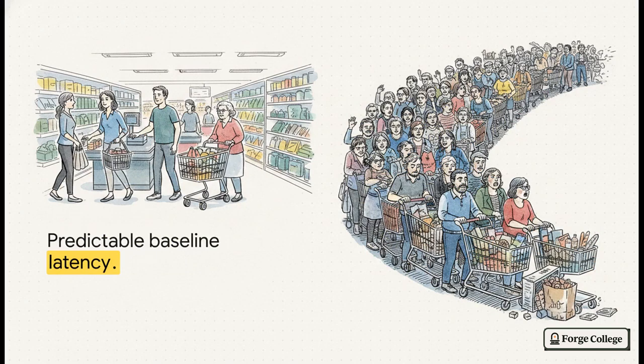FIFO enforces strict time order, meaning everyone gets served in the exact order they arrive. Now, on the plus side, it gives you a very predictable baseline latency, and honestly, it's incredibly easy to audit. But the downside? Well, it is highly vulnerable to sudden volume bursts. If there's a sudden rush of shoppers, or in our case, transactions, it creates a massive, painfully slow-moving line that just backs up all the way into the aisles.